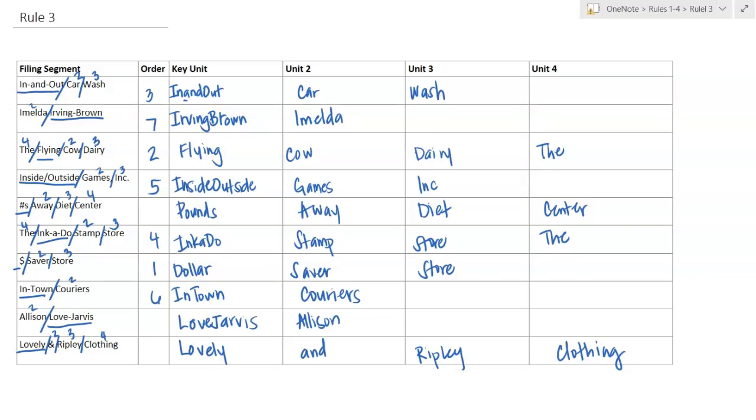Okay, after that we have the L's. So we have Lovely and Love Jarvis. So notice that both of these names have love. So I need to look at the next letter. And J does come before L, so Love Jarvis will be filed before Lovely. And then finally we have Pounds Away Diet Center.